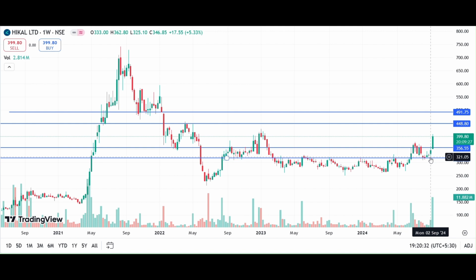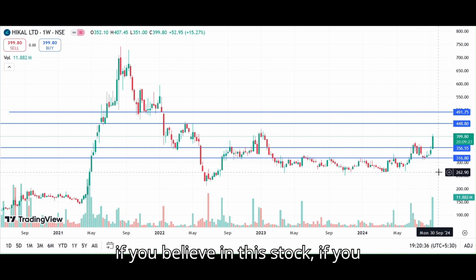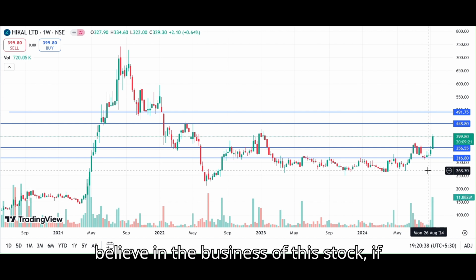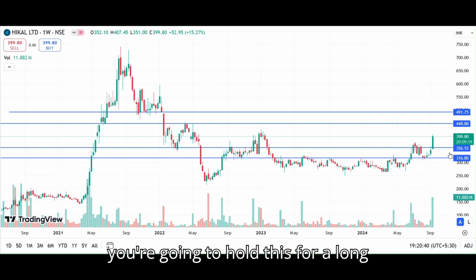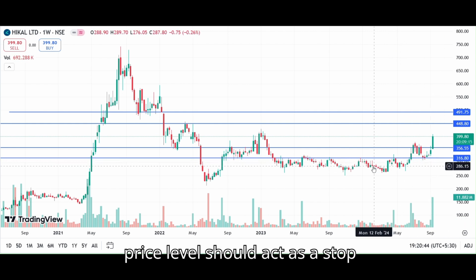If the stock is being held for a long period of time, if you believe in this stock, if you believe in the business of this stock, if you are going to hold this for a long period of time, then this 316 price level should act as a stop loss.